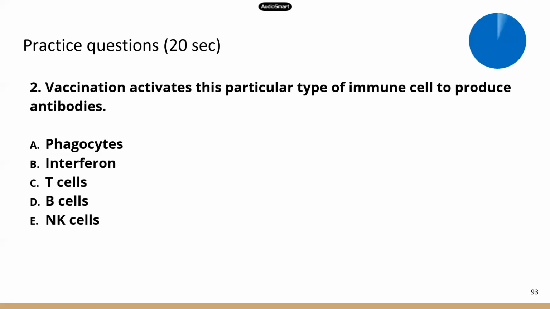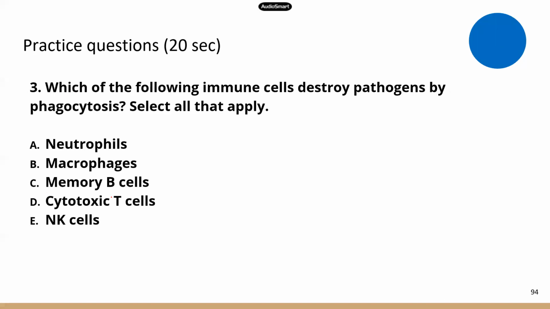All right, question 2. I think I mentioned the answer in the previous question. Vaccination activates this particular type of immune cells to produce antibodies. Okay, next question.